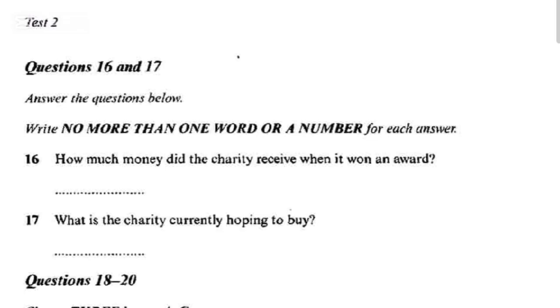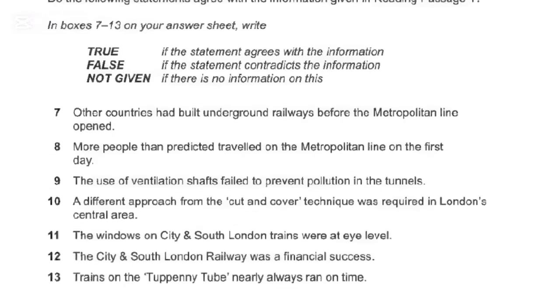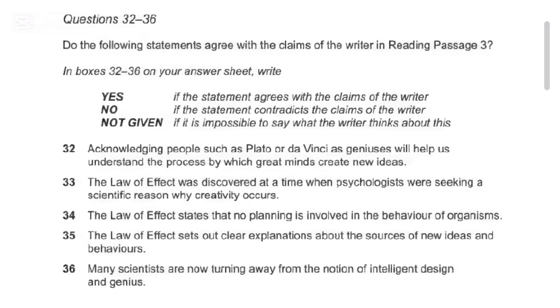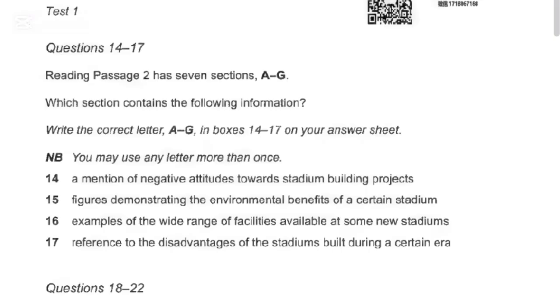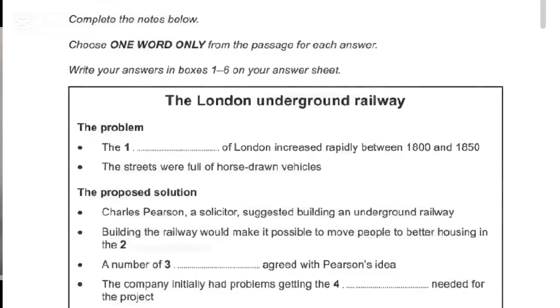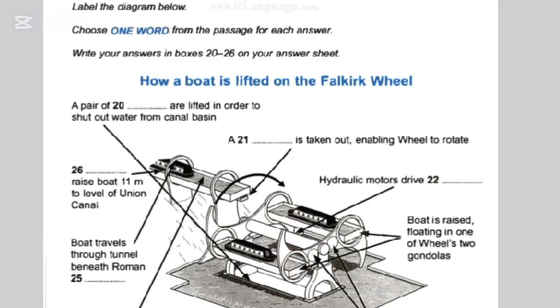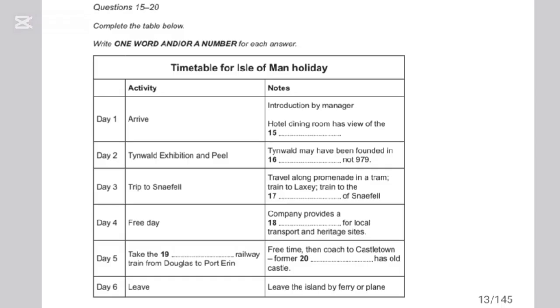In the IELTS reading section, there are 14 different question types. Short answer, sentence completion, true-false-not given, yes-no-not given, multiple choice, matching headings, matching information, matching features, matching sentence endings, note completion, diagram completion, flowchart completion, summary completion, and table completion.